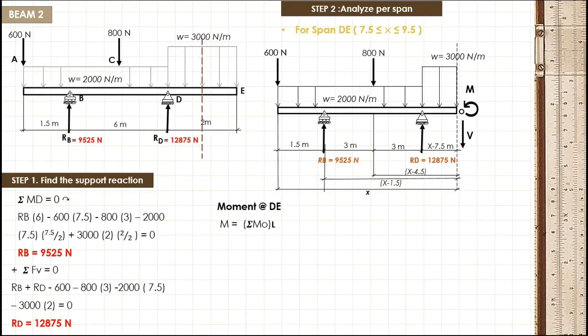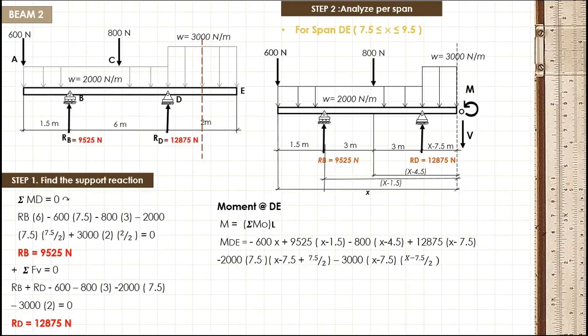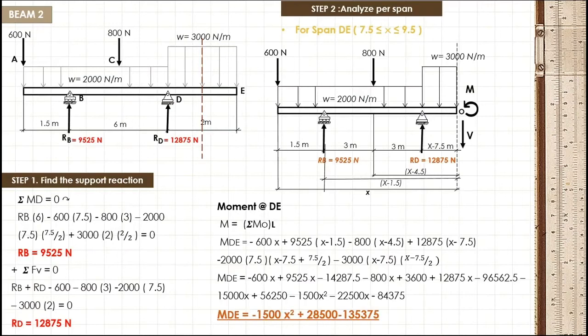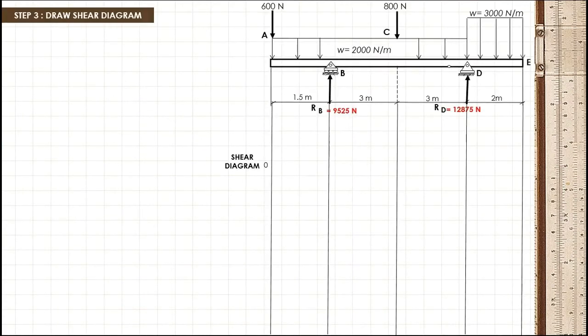Moment at DE, we will have M is equal to the summation of moment considering the loads at the left side of our section plane. If we simplify it, we will now have negative 1,500 multiplied by x squared plus 28,500 minus 135,375. After this step 2, we can now proceed to step 3: draw the shear diagram. We will now have shear diagrams by using shear equations. Let's start with span AB.